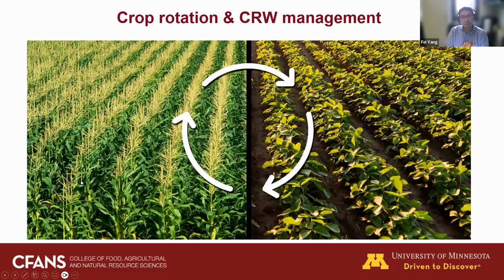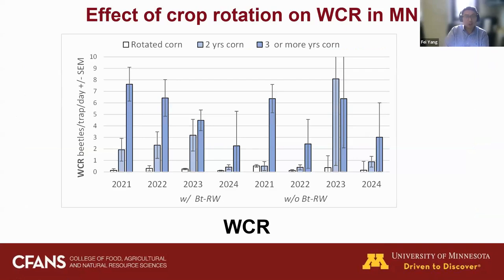The second management strategy is crop rotation, and in the corn belt, the most used is corn and soybean rotation. So here we would like to look at some data about the effects of crop rotation for management of corn rootworm in Minnesota. The y-axis here is Western corn rootworm beetles per crop per day, and the x-axis shows different years with Bt and non-Bt traits.